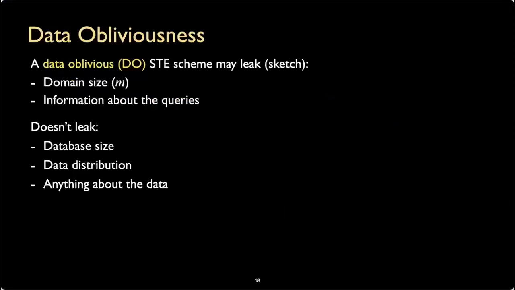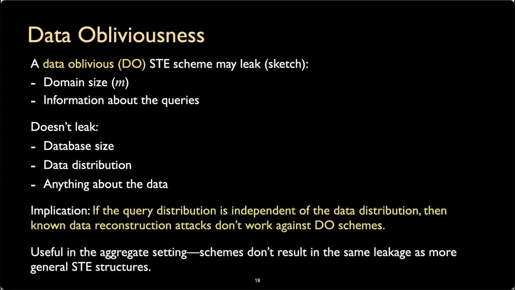In the paper, we formalize this intuition via a new definition that we call data obliviousness. At a high level, a data oblivious scheme might leak the domain size and information about the queries, but it doesn't leak any other information. In particular, it doesn't leak any information about the database size, such as the number of records, database distribution, or really anything about the data itself. The idea behind the data oblivious definition is that if the query distribution is independent of the data distribution, then all known data reconstruction attacks don't work against data oblivious schemes. And this is not from a computational perspective, but rather from an information theoretic perspective.